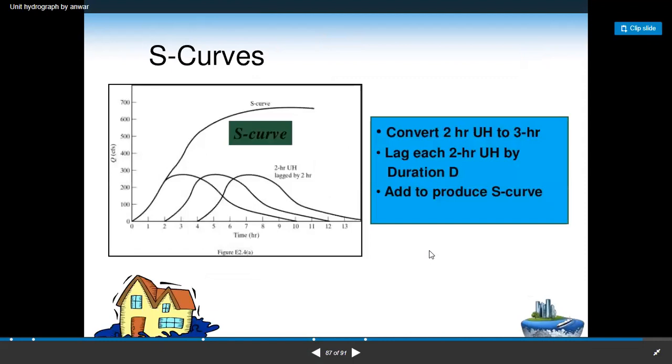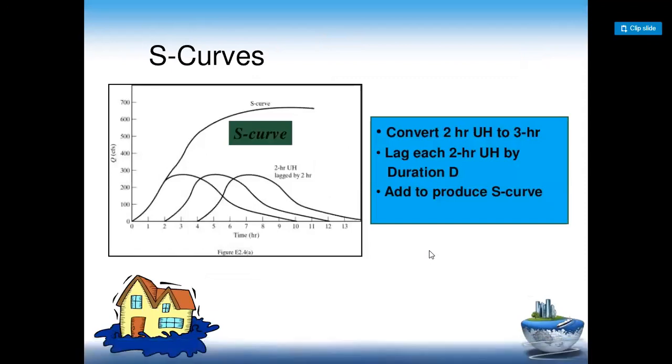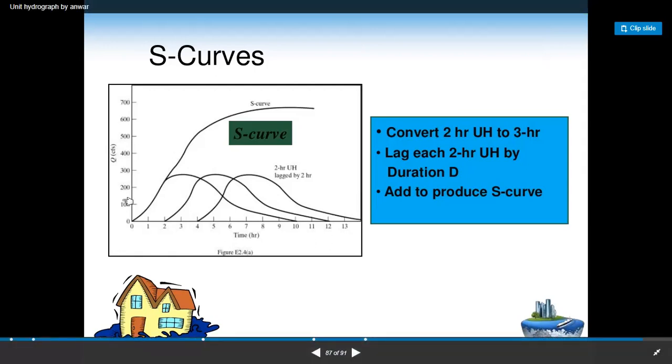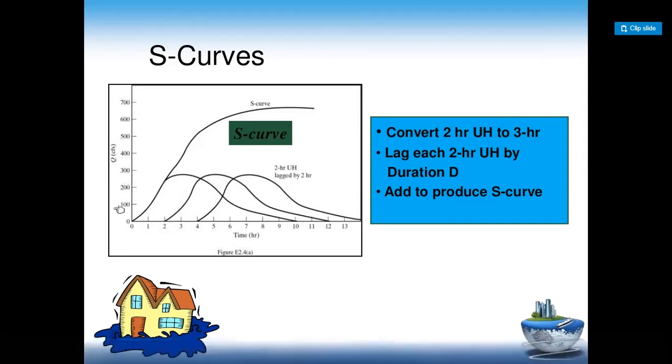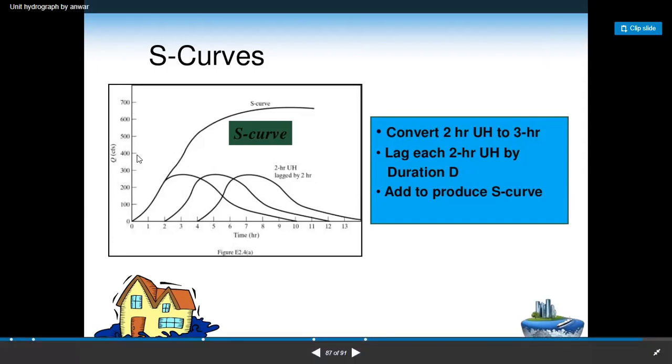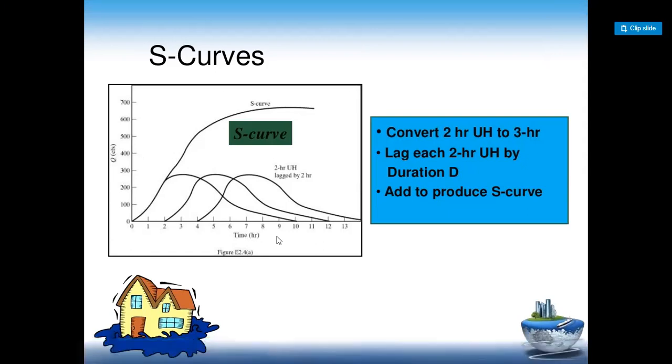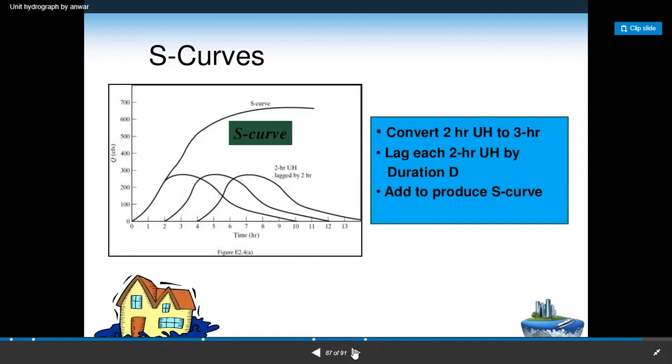Convert a 2-hour unit hydrograph to 3 hours. Lag each 2-hour unit hydrograph by the duration and add to produce the S curve. Here also, guys, the scale is 0 to 100, 200, 300 up to 700. The interval is 100. We are taking 100, and here time 0, 1, 2, 3 hours up to 13 hours. This is also the S curve: the 2-hour unit hydrograph lagged by 2 hours.